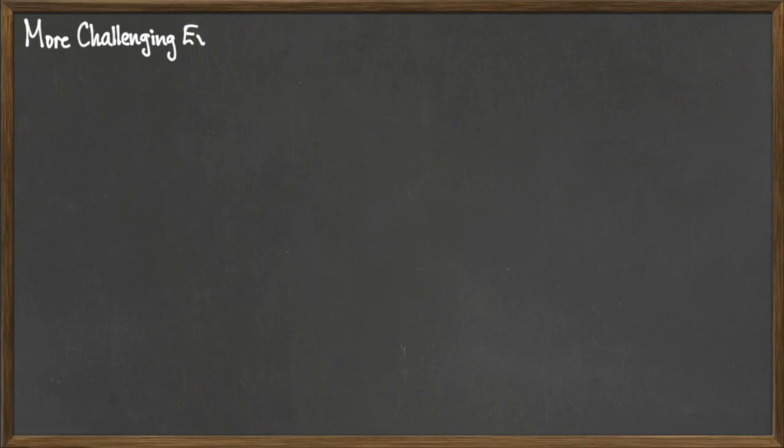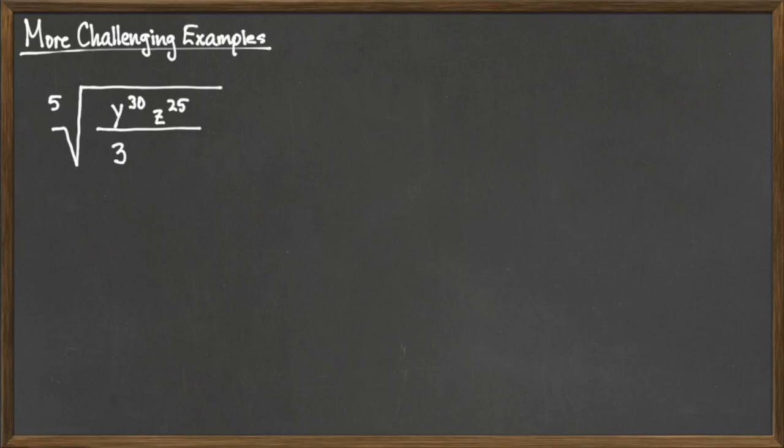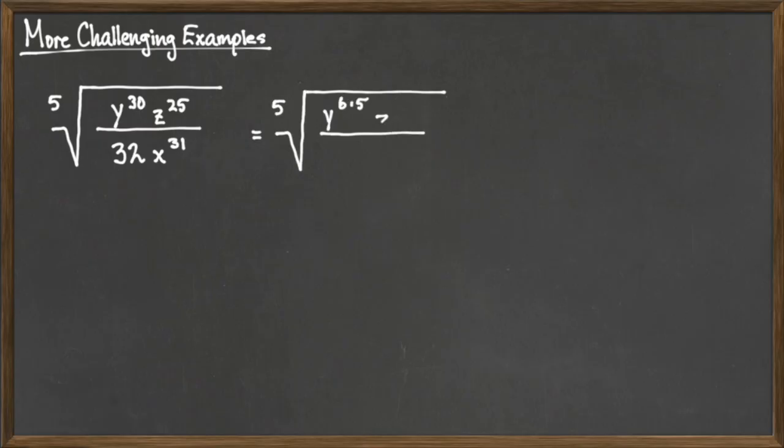For our last example, let's look at one that's a little bit more challenging. I want to look at the fifth root of y to the 30 times z to the 25 divided by 32 times x to the 31. We can observe that almost every exponent is a multiple of 5 except for 31, so we'll get to that in a second. But I can rewrite y to the 30 as y to the 6 times 5. Z to the 25 can be rewritten as z to the 5 times 5. 32, well, that's simply just 2 to the 5th power. And x to the 31, I'm going to write that as x to the 30 plus 1 because 30 is the largest multiple of 5 less than 31.